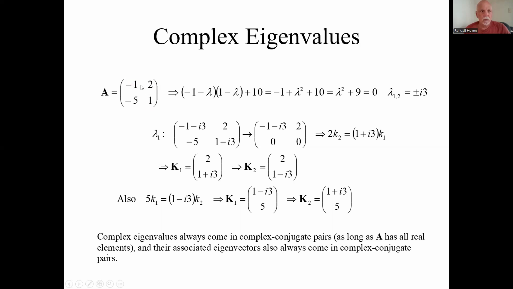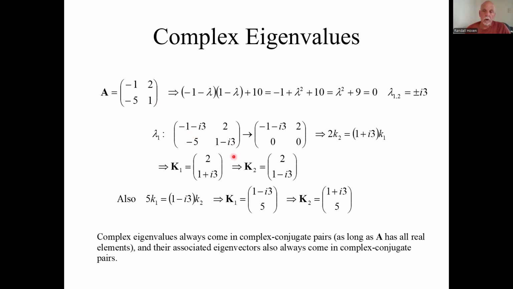In this case, (−1 − lambda)(1 − lambda) − (−5)(2), multiply that out to get this, which means I have complex, in fact, in this case, purely imaginary eigenvalues, plus and minus 3i. So let's pick plus 3i. That's our lambda. Minus 1 minus lambda is minus 1 minus 3i. 2, minus 5, 1 minus 3i.